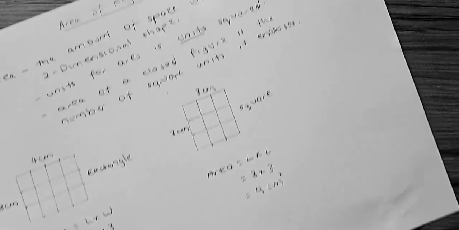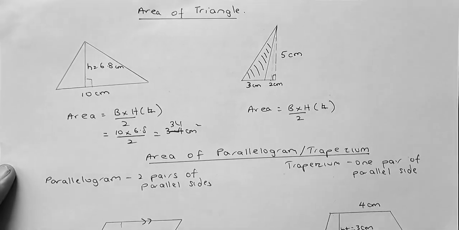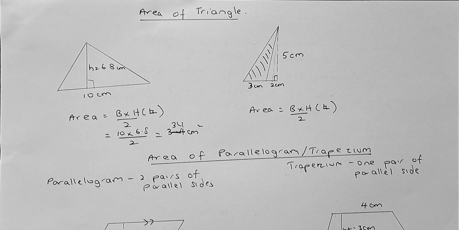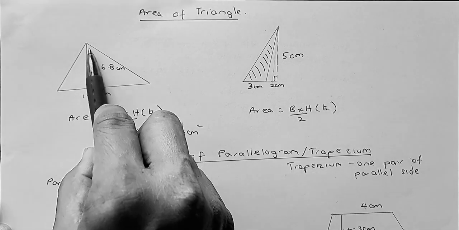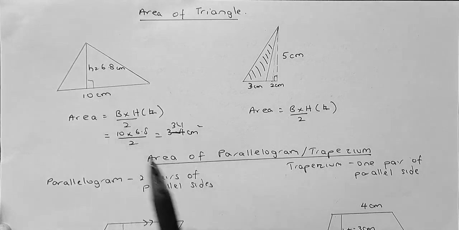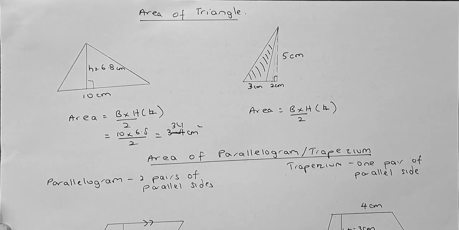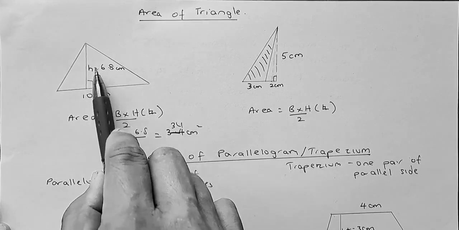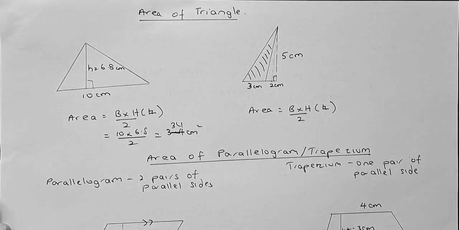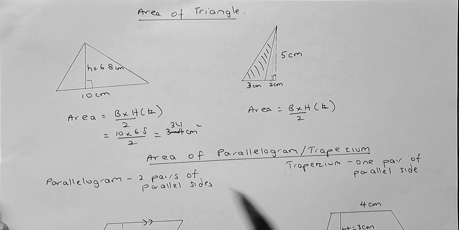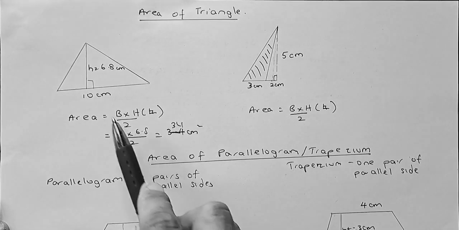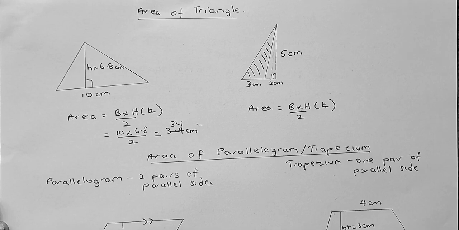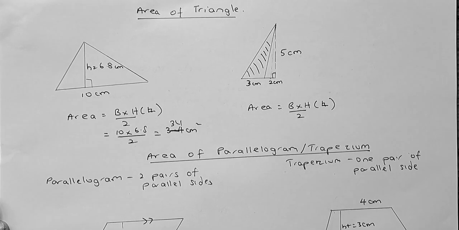Okay, now we are going to look at the triangle. Triangle is quite interesting. The area of a triangle is base times height divided by 2. It's always the base multiplied by the perpendicular height, and you divide by 2. So for example, in this triangle, the base is 10 and the perpendicular height, which is 90 degrees to the base, is 6.8. So to calculate the area, you take 10 times 6.8 and then you divide by 2, and the answer is going to be 34 centimeters squared.